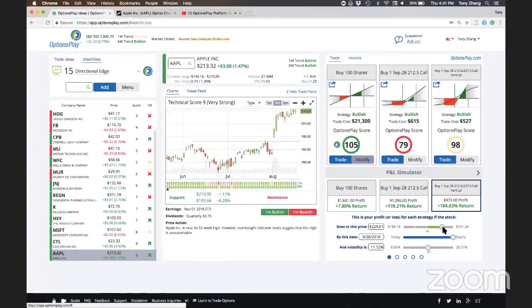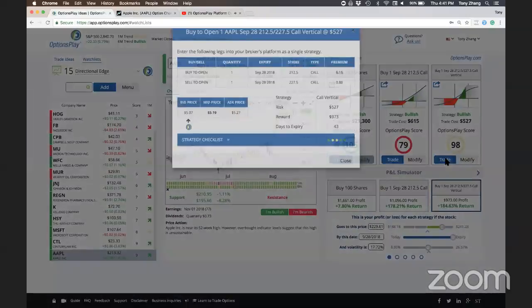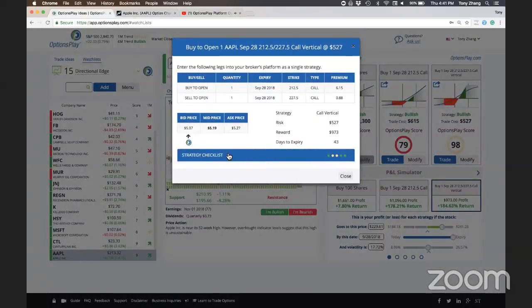One of the most common things that we hear from traders about why they don't trade options, or why they're afraid to trade options, is because they're perceived to be risky and they don't understand that risk. And that's really why we created the P&L simulator, so that you fully understand the risk before you place a trade. And once you've honed in on a trade that you want to make, once again, you hit the trade button. We even have a strategy checklist.